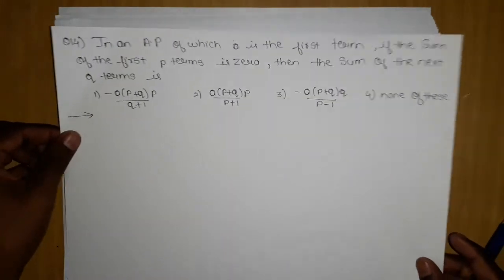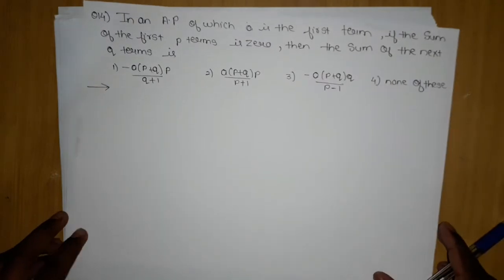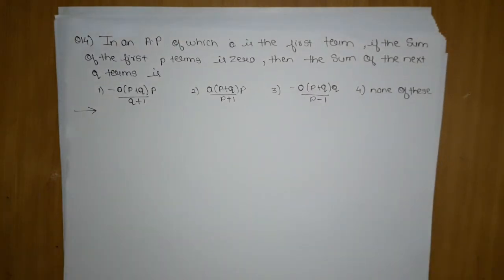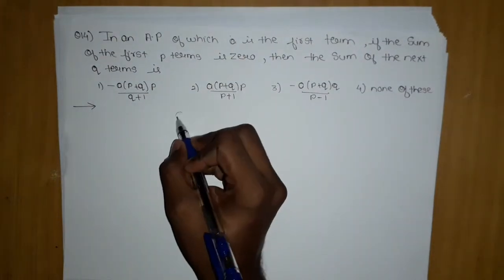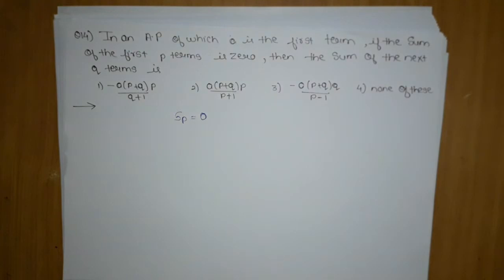Question number 14. This is question number 14. Now in an AP of which A is the first term, if the sum of the first P terms is 0 and the sum of the next Q terms is what? So they want us to find the sum of the next Q terms. We know that the sum of the first P terms, SP, is equal to 0. So they have given that.